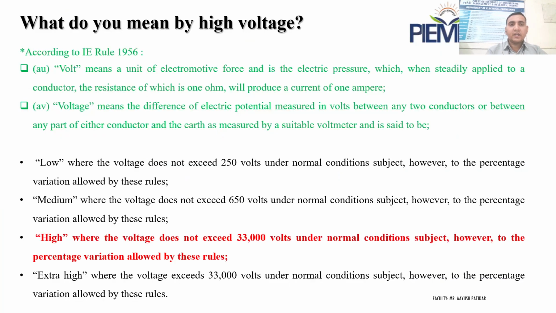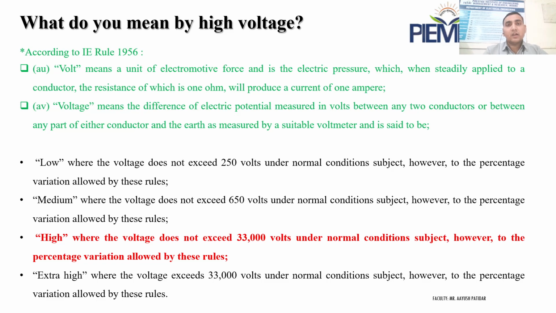Today we are starting with the introductory part of high voltage engineering, where we find a definition given by the Indian Electricity Rule 1956. It is one of the codes on how every piece of equipment or any field of inspection should be maintained and considered.